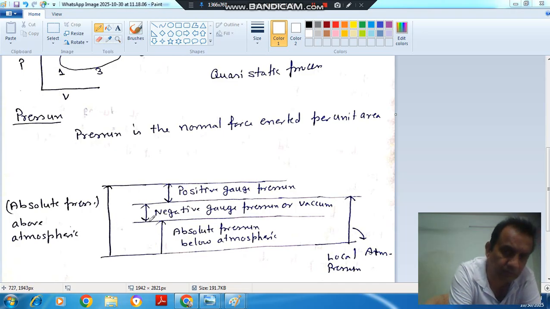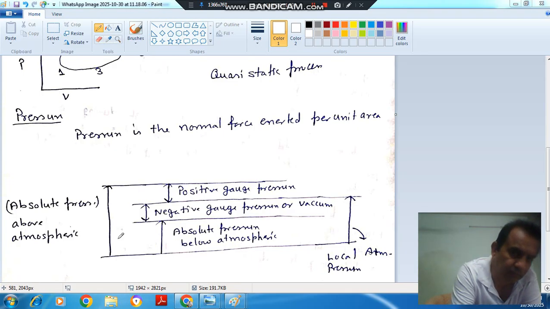Suppose the pressure is below atmosphere and is represented by this line. Then this pressure is called negative gauge pressure or vacuum pressure, and the total pressure here is represented by this. So this is your absolute pressure below atmospheric pressure.